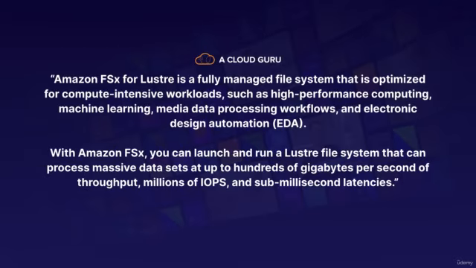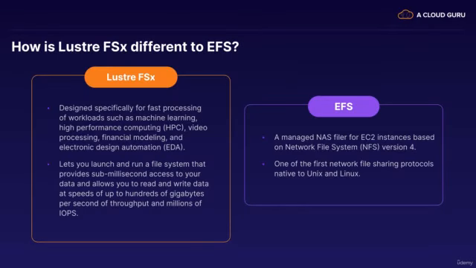So again, where you would choose this is if you're doing exactly that. If you're processing large data sets with up to hundreds of gigabits per second, and you need that kind of throughput, or millions of IOPS, or sub-millisecond latencies. So think basically big data, machine learning, high-performance computing, etc. That's when you'd use Amazon FSx for Lustre. You'd use Amazon FSx for Windows when you're using Windows applications, and if you just need shared storage for Linux, you would use EFS. So how is Lustre FSx different to EFS?